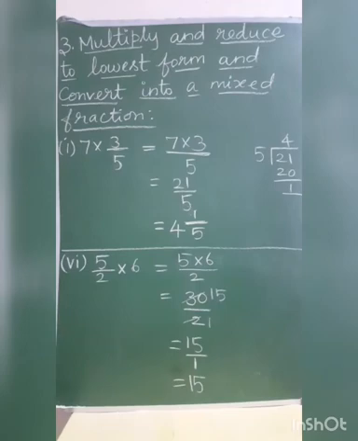Exercise 2.2. Third sum: multiply and reduce to lowest form and convert into a mixed fraction. First you multiply, and then reduce to lowest form and convert into a mixed fraction.